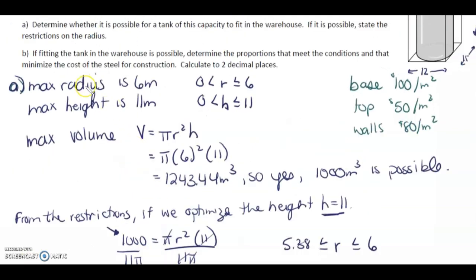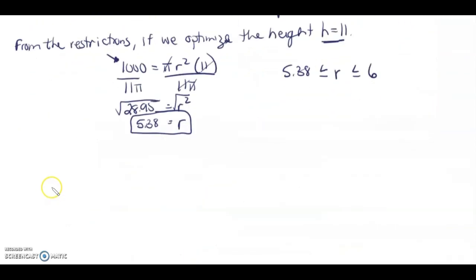B: if fitting the tank in the warehouse is possible, determine the proportions that meet the conditions and that minimize the cost of the steel for construction, calculated to two decimals. If we think about minimizing the cost, we're going to minimize the surface area. So for B, our goal is to minimize the surface area, because the more steel you use to make the cylinder, the more expensive it's going to be.